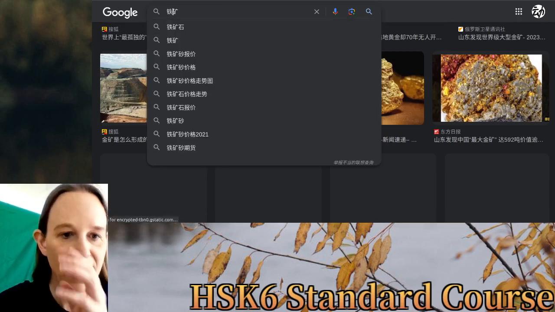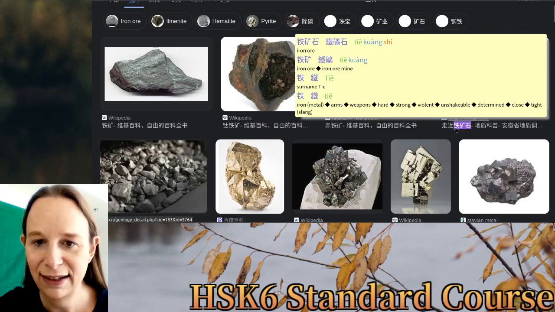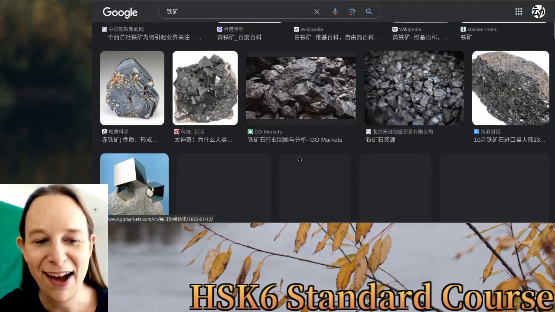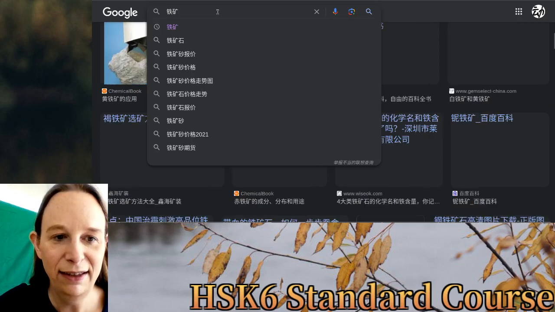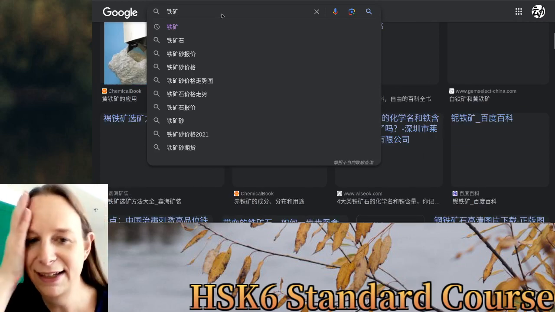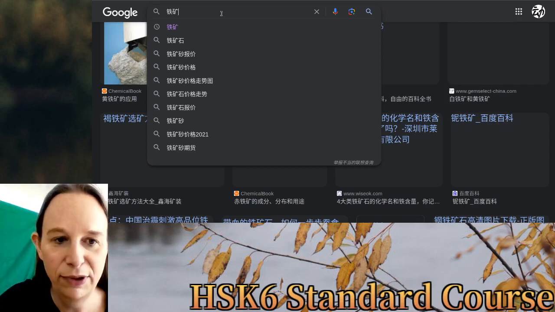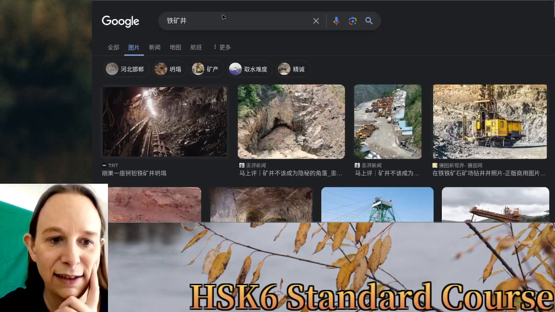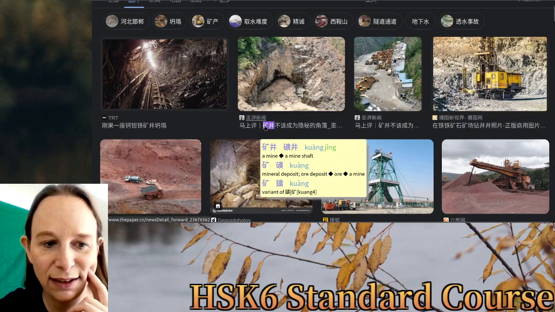Yeah. 铁矿. So this is hematite, is it? 铁矿石. Iron ore? Oh yeah, I suppose you can say iron ore. 铁矿. Maybe to distinguish between iron ore and iron ore mine, you might put in a 井. 铁矿井. So this is an iron ore mine. 矿井.